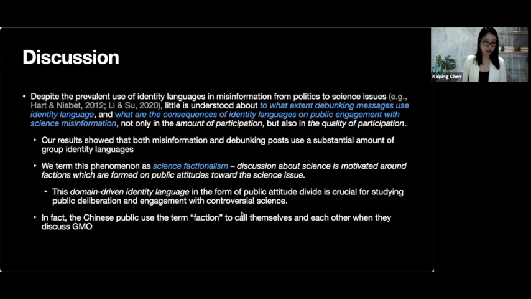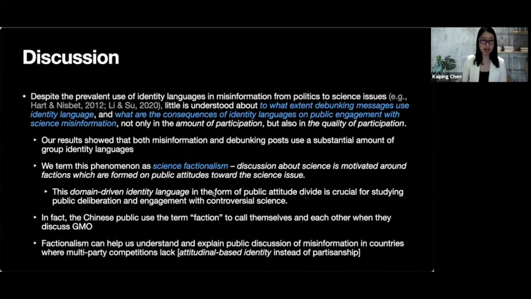Regarding factionalism, we actually see that the Chinese public use the term faction to call themselves and each other when they discuss GMO. And this idea of factionalism can help us understand and explain public discussion of misinformation in countries where multi-party competition is lacking. So it's more about attitudinal-based identity language instead of identity divided by partisanship.